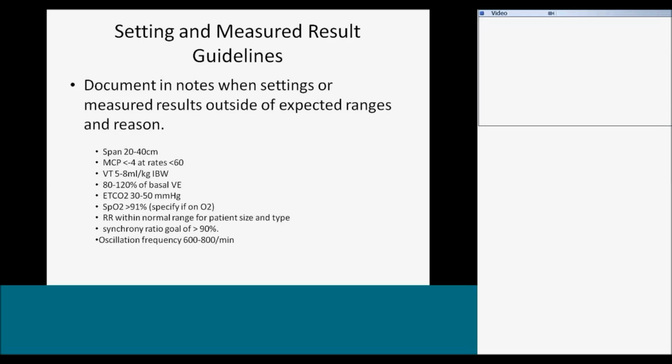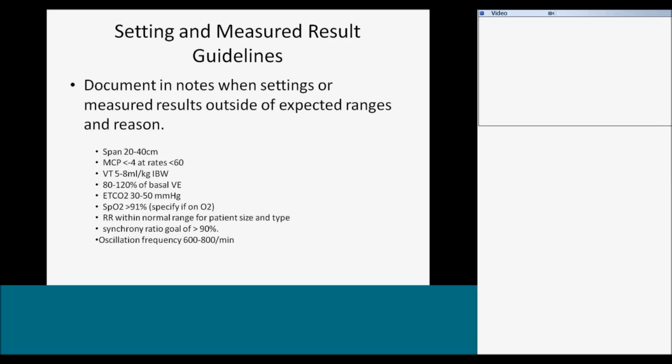Your tidal volume should be in that 5 to 8 milliliter per kilogram of ideal body weight range. Your minute volume should be in that 80 to 120% of predicted basal minute volume. And tidal CO2 values should be within the range of 30 to 50. Again, all we're trying to do is make sure we're not hyper or hypoventilating in the extreme. Your SAT should be greater than 91%. And if they're on oxygen while they're on the device, specify that they're on oxygen.